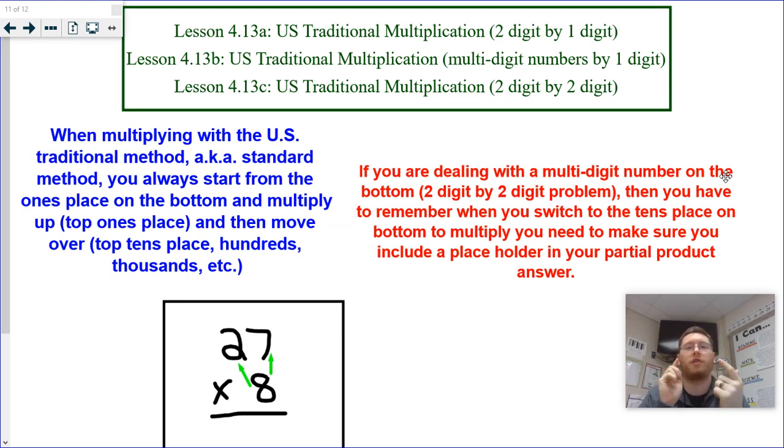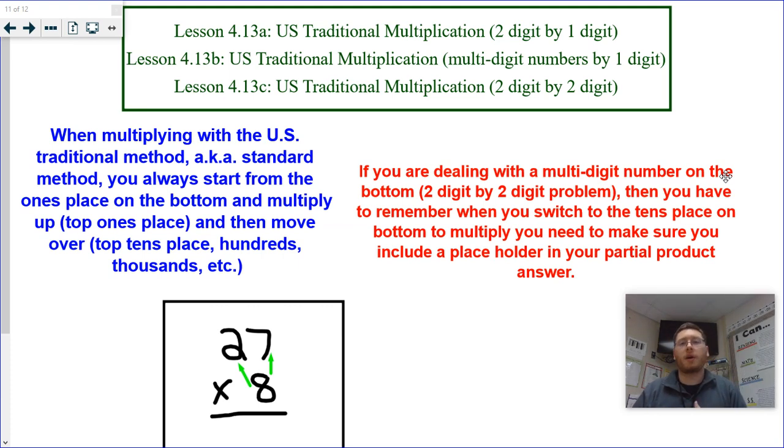So we're going to be talking about two-digit by one-digit multiplication, multi-digit, which means more than two digits by one digit, and then finally two-digit by two-digit. In our class, in our curriculum, we're actually going to be breaking these into two days' worth of lessons. We'll focus on the two-digit by one-digit and the multi-digit by one-digit first, and then the second day we'll do two-digit by two-digit. All right, these are our Oklahoma essentials.